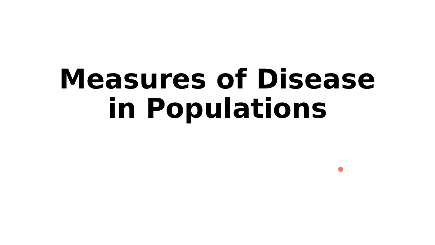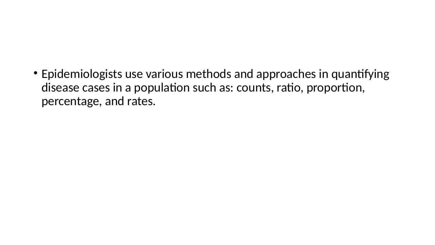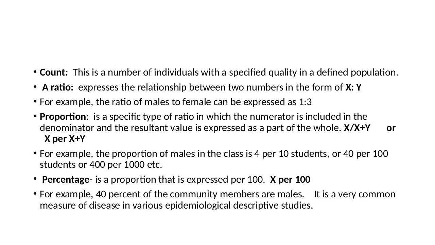So today I want us to go through the measures of disease in population, how we normally measure diseases and the parameters that we normally use in the measurement of diseases. So epidemiologists use various methods and approaches in quantifying or measuring disease cases in population. And these methods include counts, ratio, proportion, as well as percentages and rates. So I want us to go one method after the other and see how they're normally quantified or measured. So the first one is count.